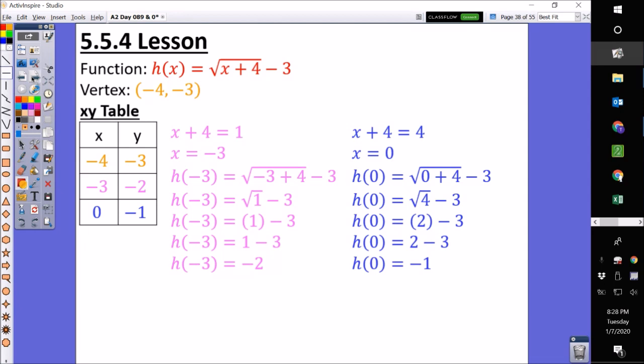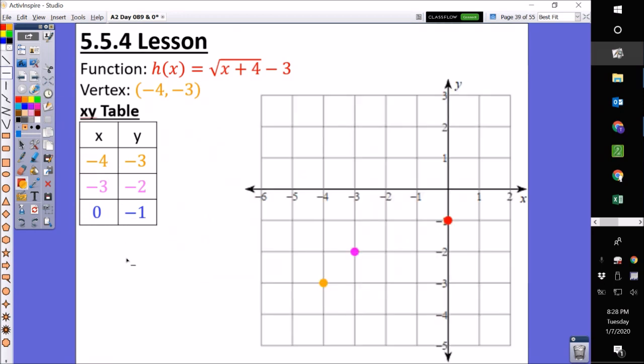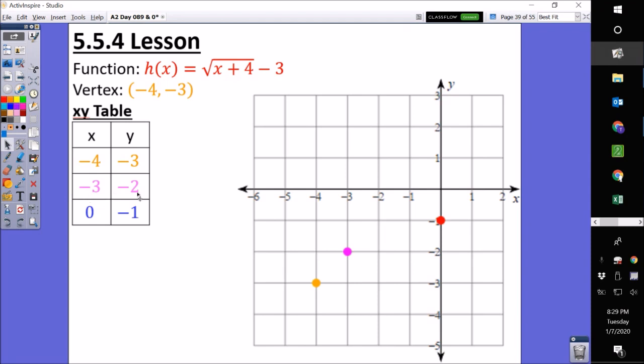Once you have finished finding all your corner points, now we can start plotting them onto the graph. When you plot on the graph, you're always going to start with the vertex, and then follow through with the second corner point and the third corner point. And it's going to look like this. So here's my vertex at negative 4, negative 3. Then my second point is at negative 3, negative 2, which is right here. And then my last corner point is 0, negative 1, which is right here. And again, you have to have 3 points. If you don't, then you will not have a proper square root graph.